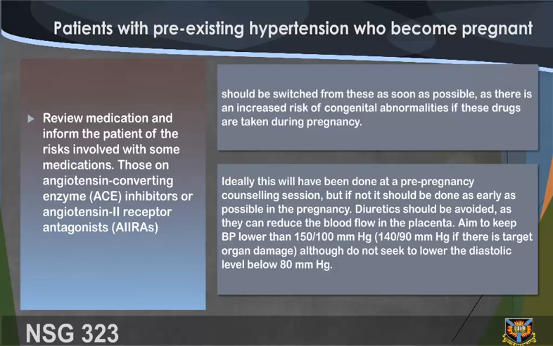Diuretics should be avoided, as they can reduce the blood flow in the placenta. Aim to keep BP lower than 150/100 mmHg, 140/90 mmHg if there is target organ damage, although do not seek to lower the diastolic level below 80 mmHg.